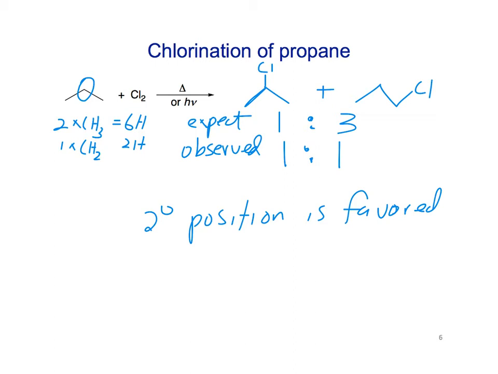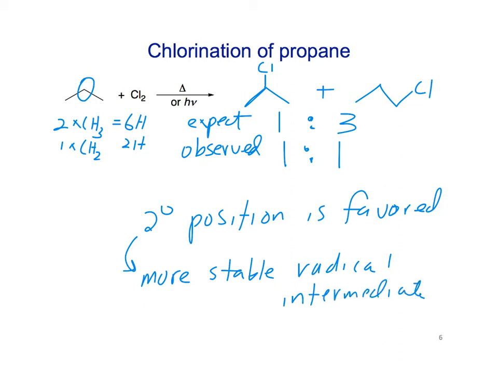All right, so the question would be why, and if we think back to reactions that involve carbocations, we usually looked at the stability of the intermediate, right? So maybe this would suggest that the secondary one would have a more stable radical intermediate. Okay, maybe. So the observed ratio is a 1-to-1, even though we expected it to be different than that. They ended up being equal.